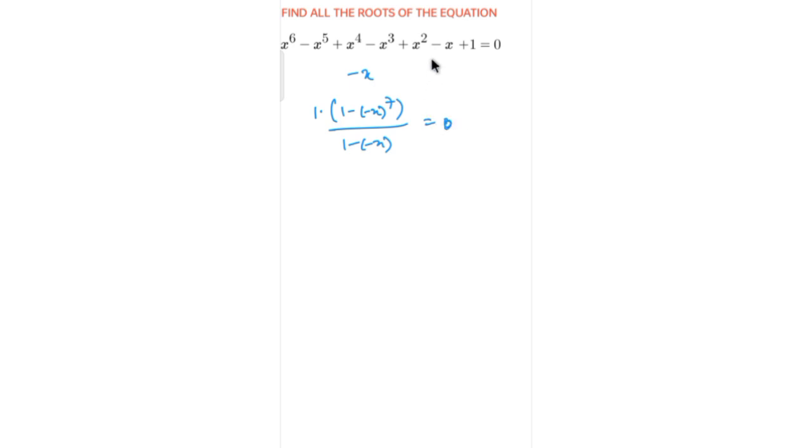Fine. And also we need to conclude that 1 plus x, that's the denominator, should not be equal to 0. If that's equal to 0, this cannot be defined. So x cannot be equal to minus 1. This is an important conclusion. And from this equation, because this whole term is 0, the numerator should be 0. That is 1 plus x power 7 is equal to 0, that is again x power 7 is equal to minus 1. So x cannot be equal to minus 1, but x power 7 should be equal to minus 1.